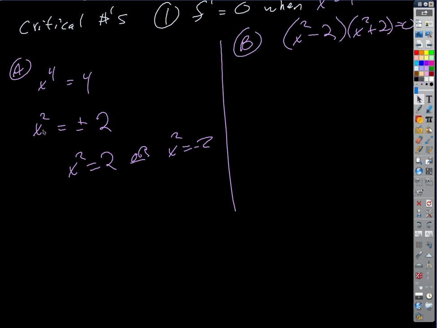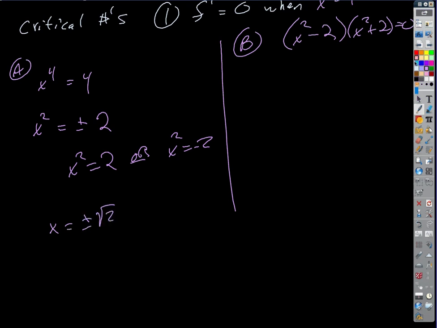Because if I square root both sides, I'm going to get x squared equals plus or minus the square root of 4, which is 2, right? And then when I take these two equations and I solve those, look what happens. x squared equals 2 when x equals what? Plus or minus square root of 2, right?